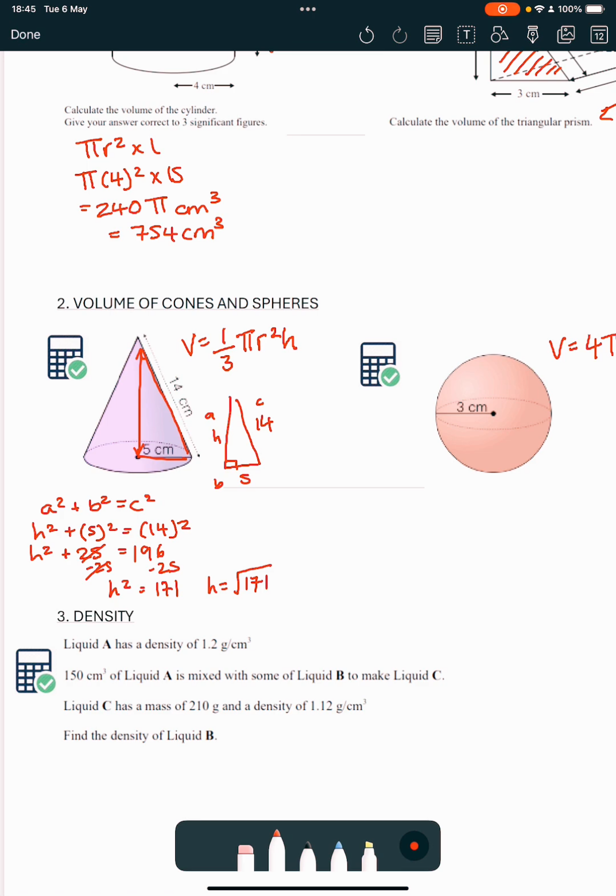So now we know the height. We can just plug everything else in to this formula here. So the volume is 1/3 of pi times by the radius, which was 5 squared, times by root 171. And I'm keeping it exact to keep my answer nice and accurate until the end. So type that into your calculator and we get 342 to 3 significant figures.